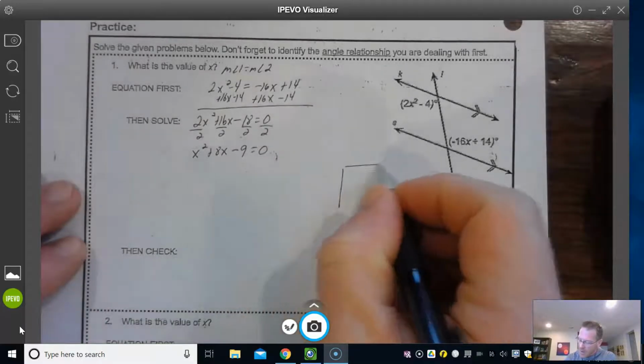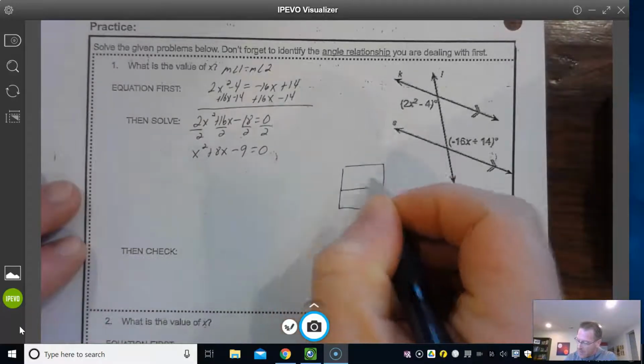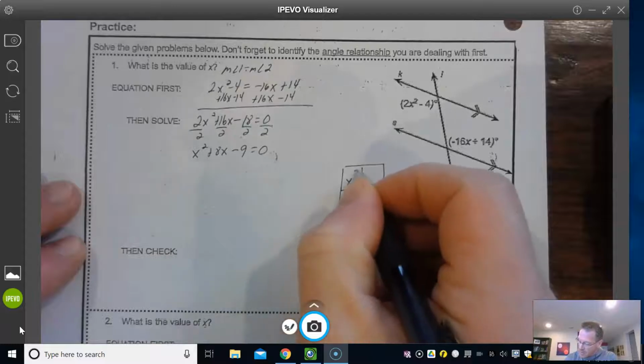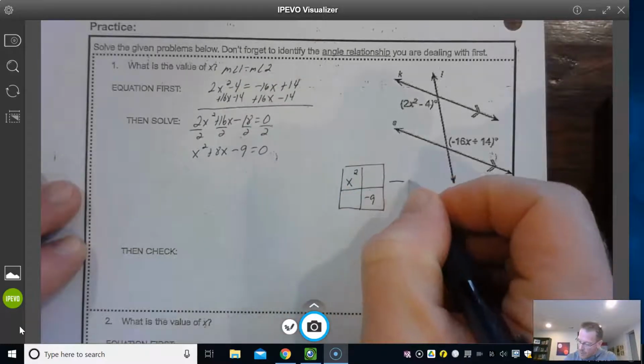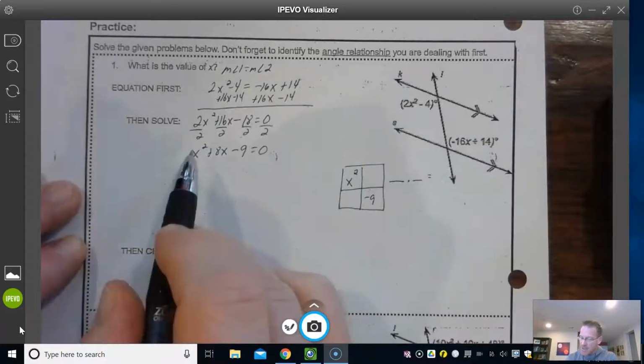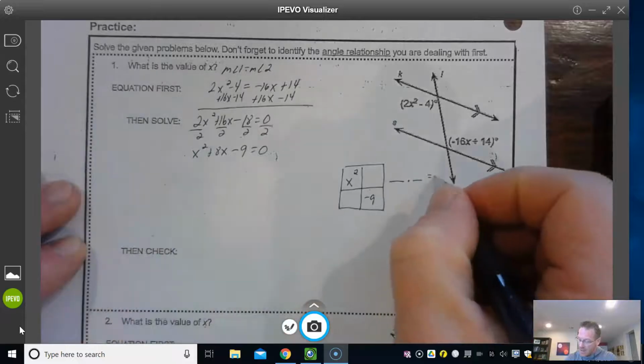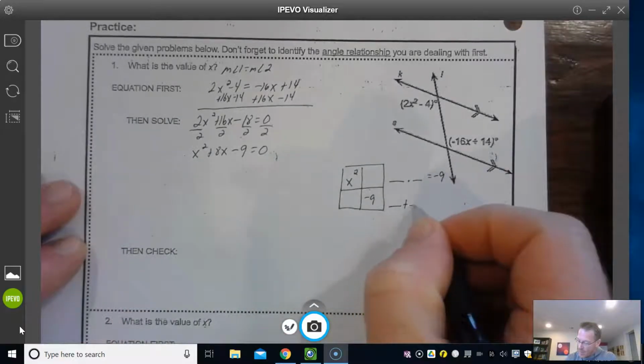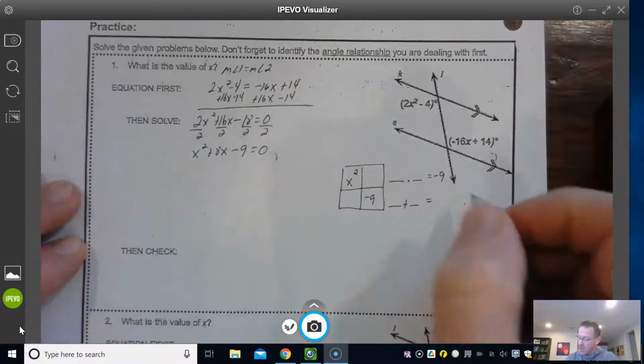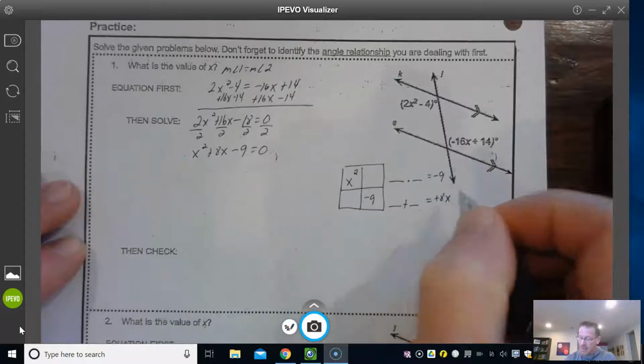So if we go to our area model for factoring, our a term goes here, our c term goes here, and we're always multiplying a times c, so 1 times negative 9 is negative 9. And then we're always adding to get our b term, which in this case is a positive 8x.